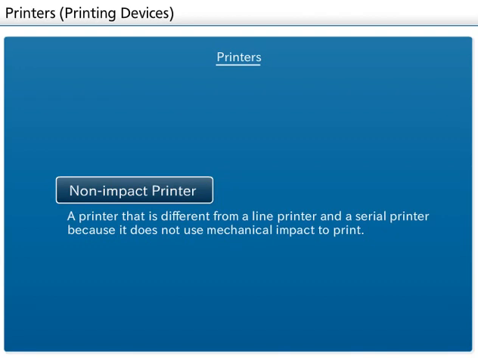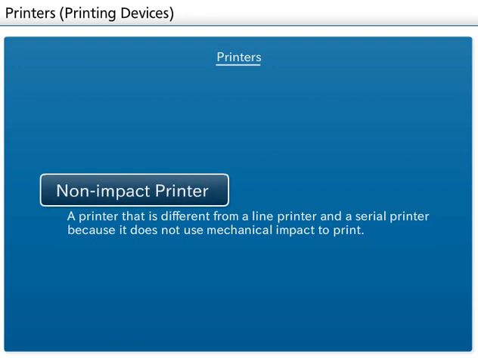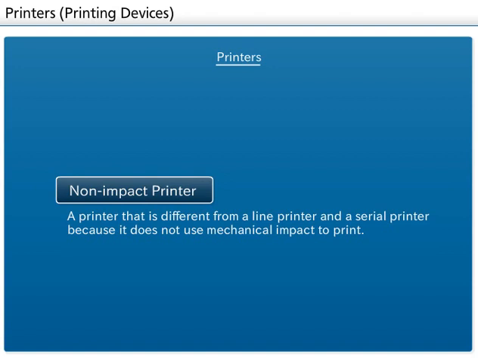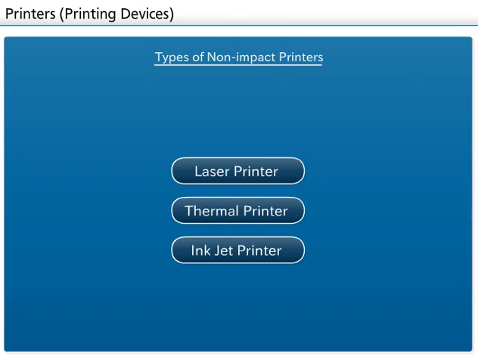Two, non-impact printers. A non-impact printer is different from a line printer and a serial printer because it does not use mechanical impact to print. There are many systems of non-impact printers. The following are some of the typical ones.